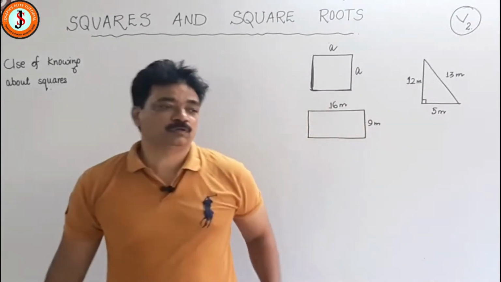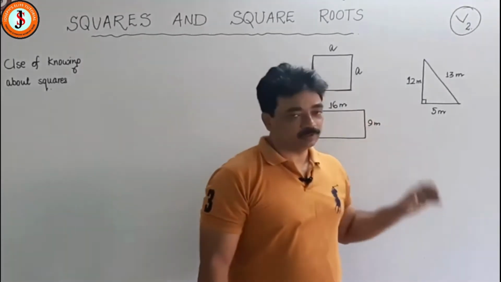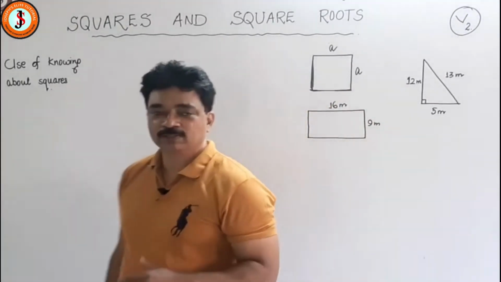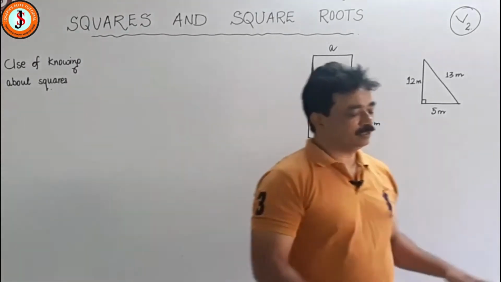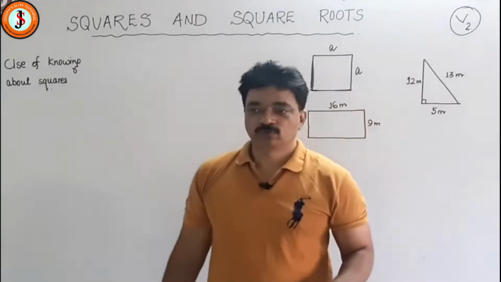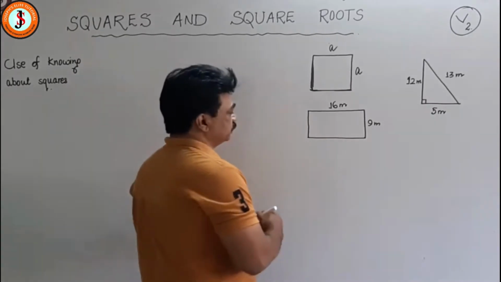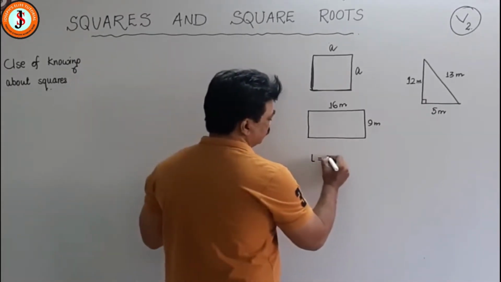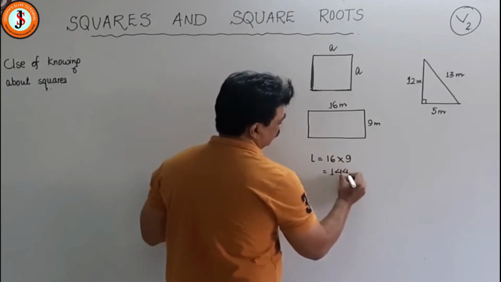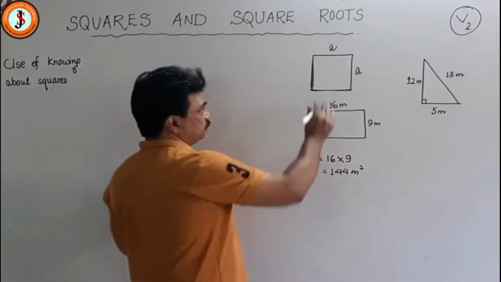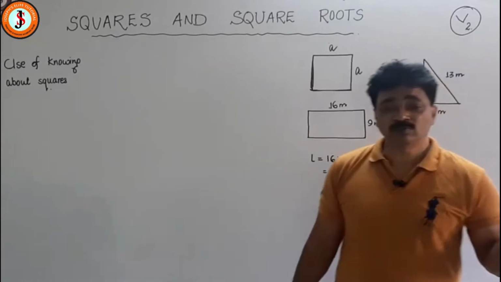Suppose I have a land which measures 16 meter by 9 meter, and I don't want to buy this land because my children say that we should have a land which is equal in length and equal in breadth, and which should be equal to the area of this only. So first you know the area of a rectangle is length into breadth. So you will get 16 into 9, so you will get 144 meter square. Alright, so this area should be equal to 144 meter square, and the length should be equal to breadth.